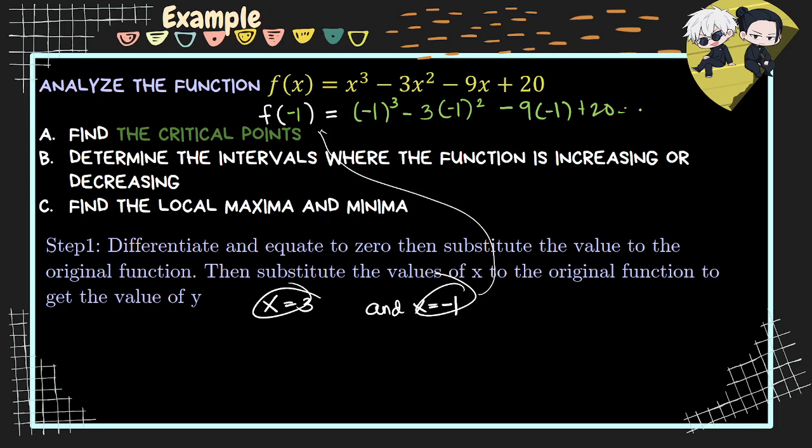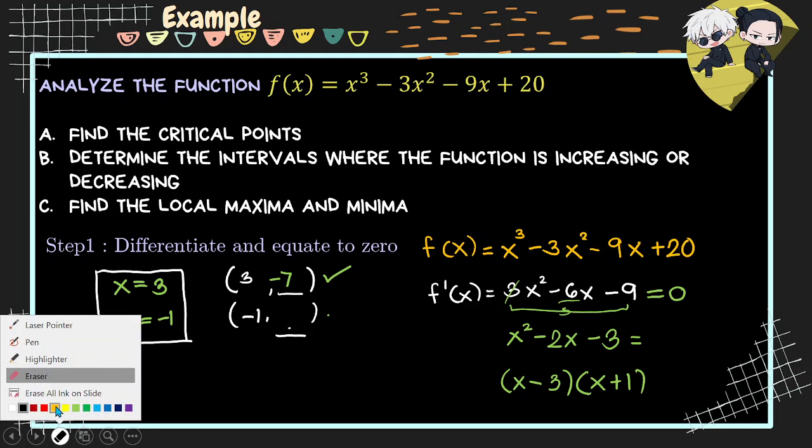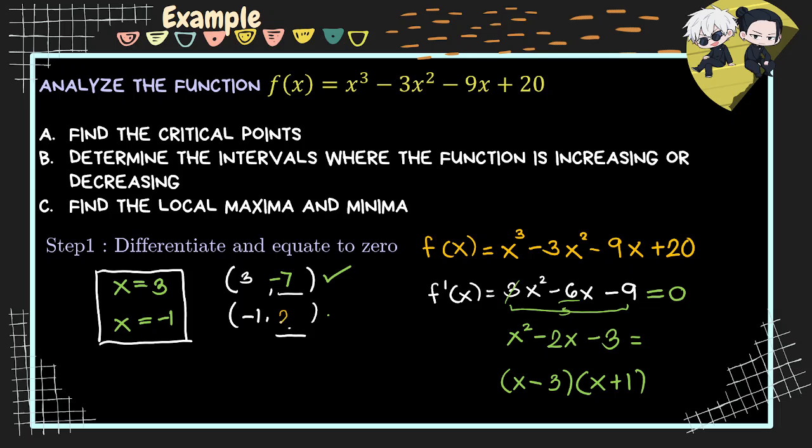So, if the answer is 25, therefore, magkakakuha na tayo ng isang critical point here, na 25. So, dalawa na yung critical points natin. Yes, tapos na tayo dito. Find the critical points. Tapos na tayo sa letter A. These are the CP or the critical points.